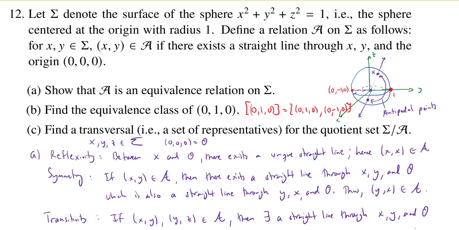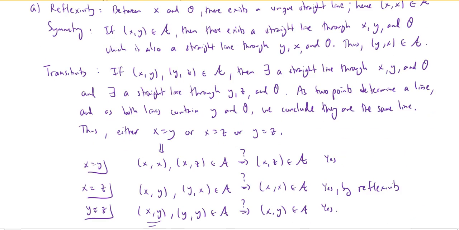Okay, so finally we're asked to find a transversal, i.e. a set of representatives, for the quotient set, which essentially means we need to find one representative from each equivalence class. All right, well, let's take this picture. Let's redraw it down below, give ourselves a little room.